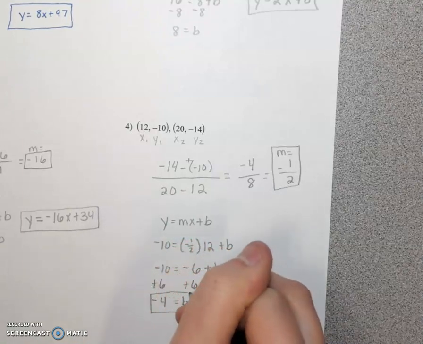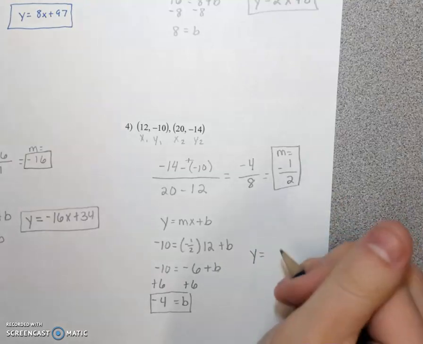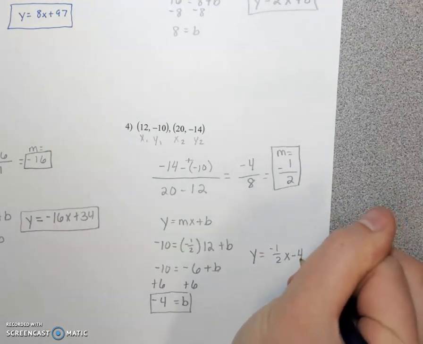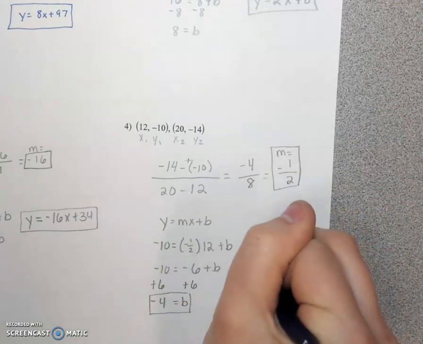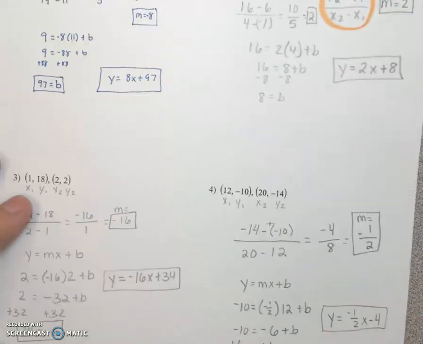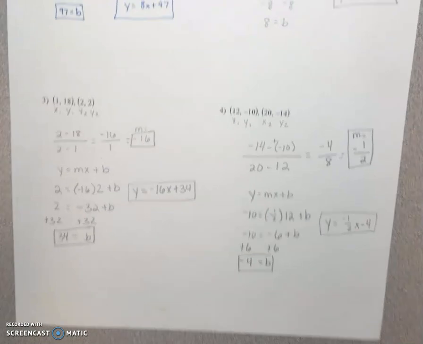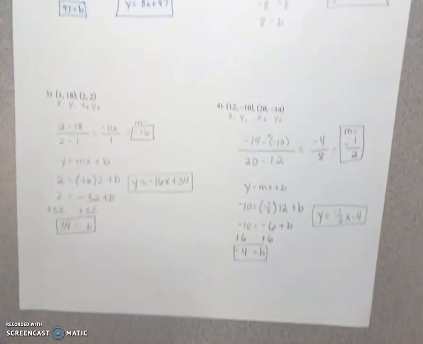That's an important detail. And then I end up with my equation of the line, y equals negative 1/2 x minus 4. Just plugging in what we already solved. I'm going to box it in because there's my answer. And you guys, our homework is done. Let me see if I can zoom out so you can copy this all down in case you didn't get it all in class.